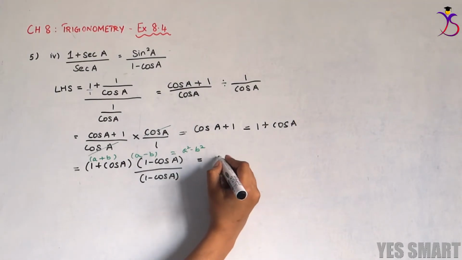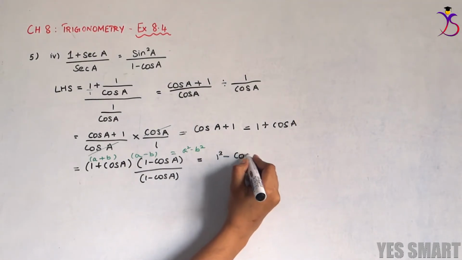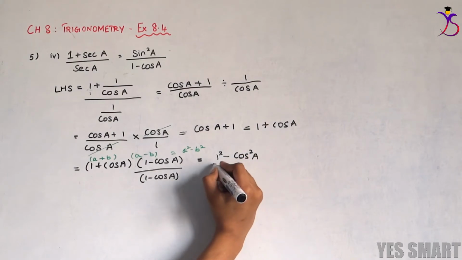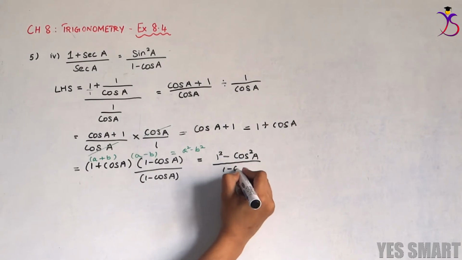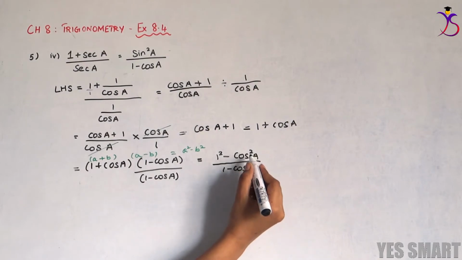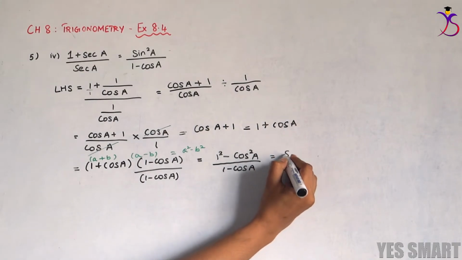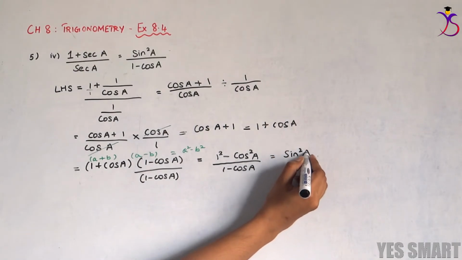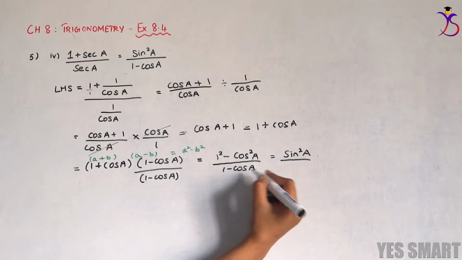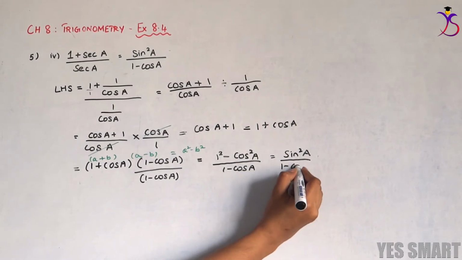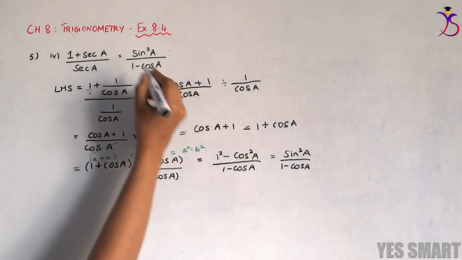Hence expanding the numerator using that identity, 1 square minus cos square a divided by 1 minus cos a. We already knew that 1 square minus cos square a is equal to sin square a, so it is sin square a divided by 1 minus cos a, which is RHS, hence proved.